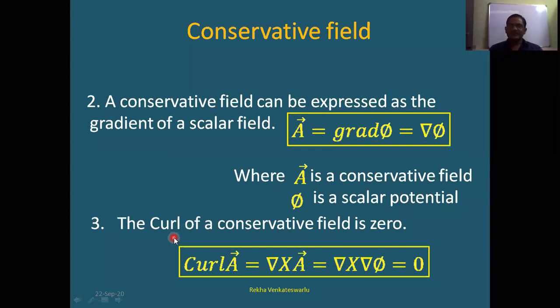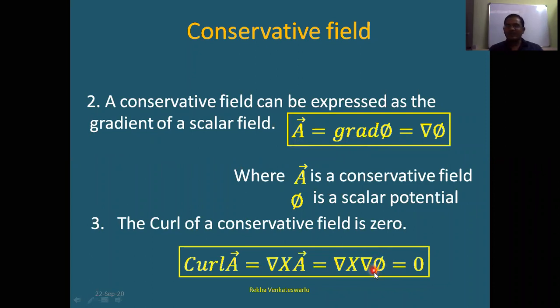The third characteristic is the curl of a conservative field must be equal to 0. Since the conservative field can be written as grad phi, consider the curl of A bar, sir. Then curl A bar equals what? Del bar cross A bar. Okay, then del bar cross, but A bar equals del bar phi, so curl of grad phi. Curl of grad phi equals 0.